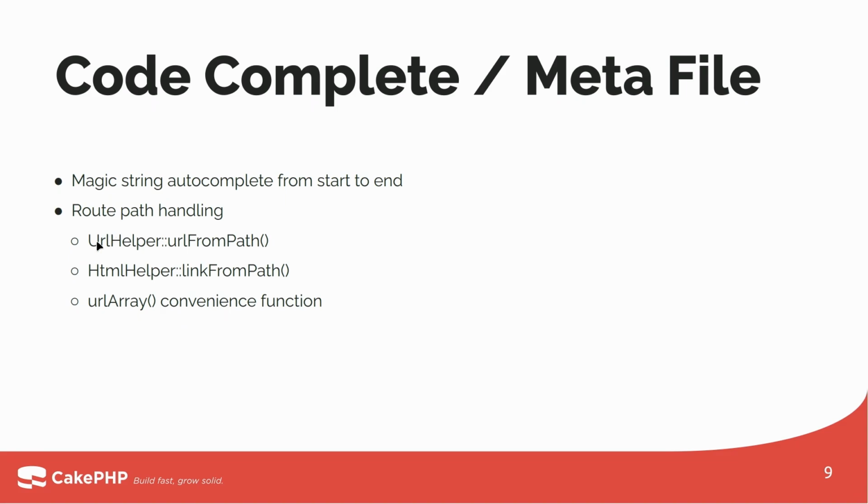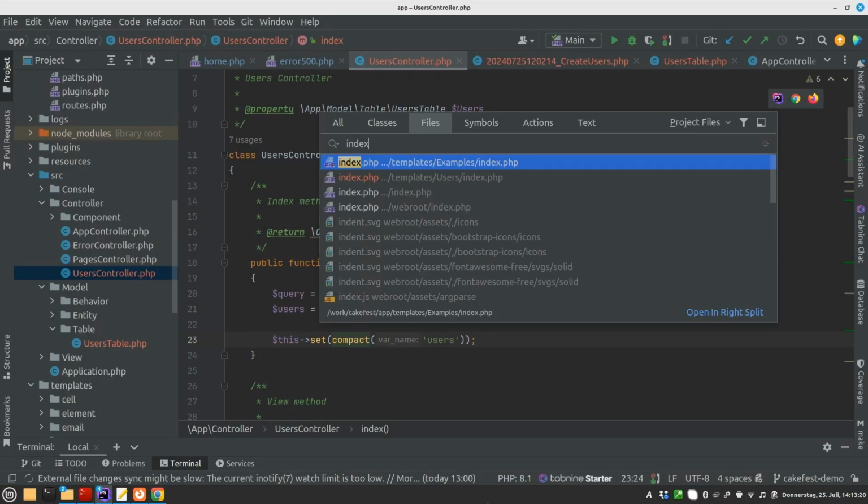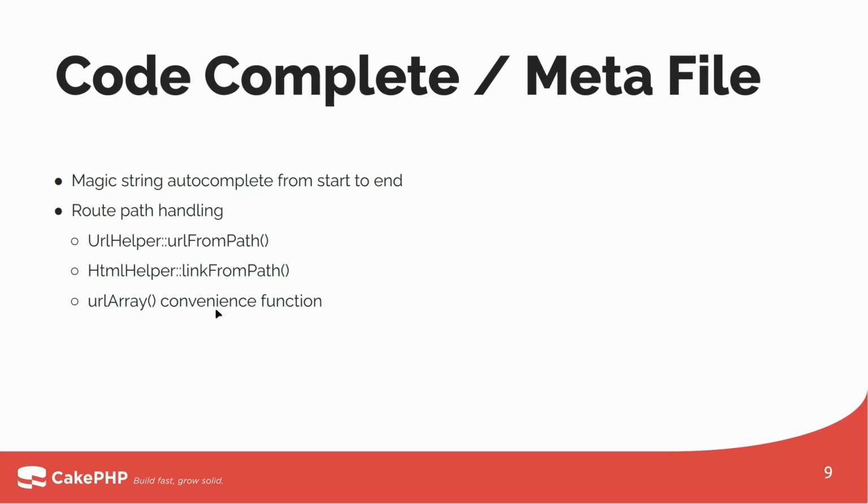First, just quickly, some people like the manual routing with the arrays. If you have this kind of syntax with the arrays, it's action, controller, all of these elements in one array. But if you want to autocomplete this, you can use the path link. It's a new URL from path and link from path, and they actually are autocompleted.